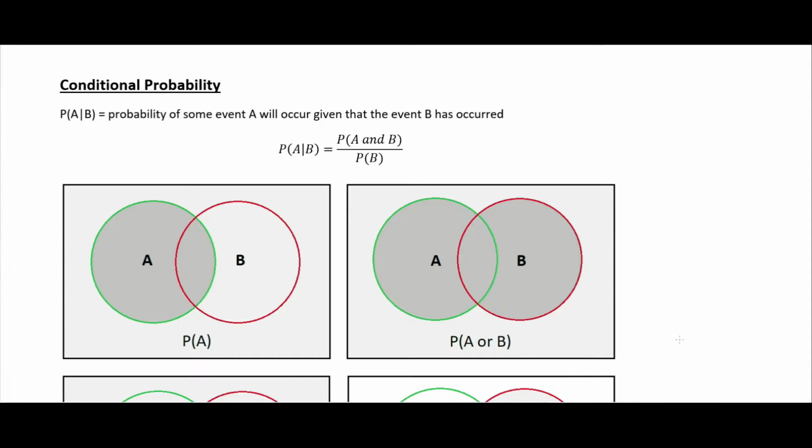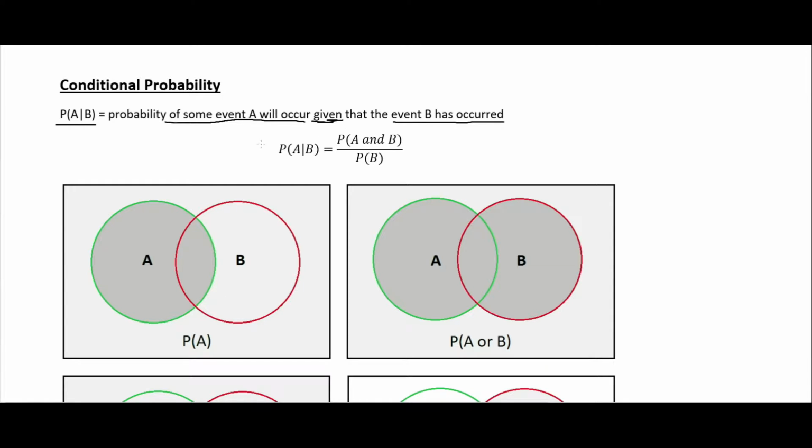In this video, I'm going to start talking about conditional probabilities, which is where most people really start having trouble with this probability stuff. It can be quite unintuitive. And so a conditional probability is one that says the probability of A given B, where that vertical line means given. So it's the probability of some event A will occur given that event B has occurred.